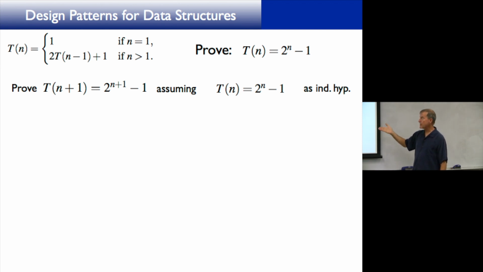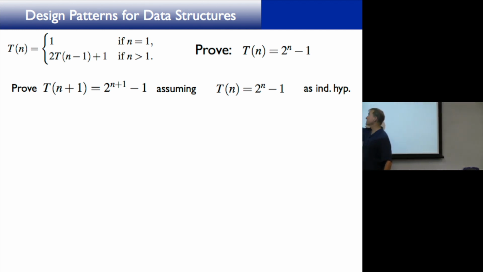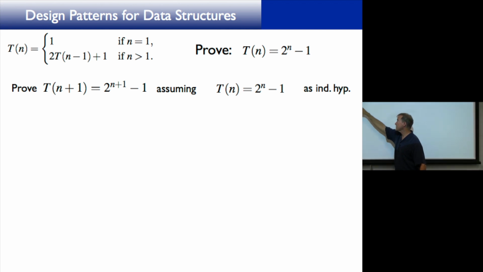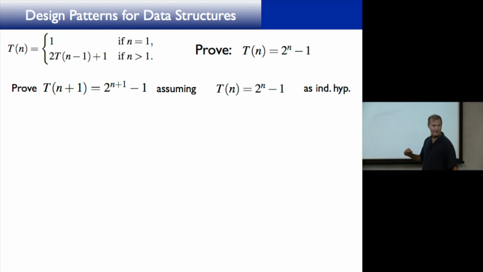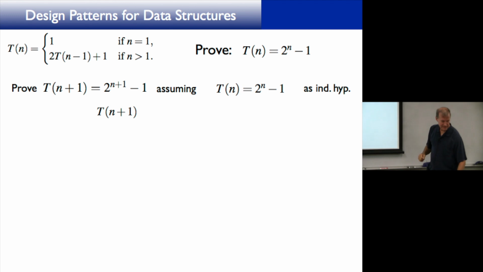And now, what are we trying to prove? T of n plus 1 equals 2 to the n plus 1 minus 1. So now should we start with the left-hand side or the right-hand side? No, look, we're trying to prove this whole thing. Should we start with the right-hand side and get it to this, or should we start here and get it to this? I think we should start with this and get it to this. Yeah? So here, T of n plus 1.